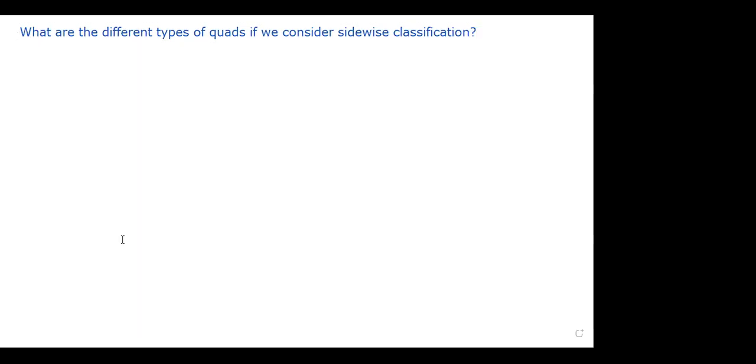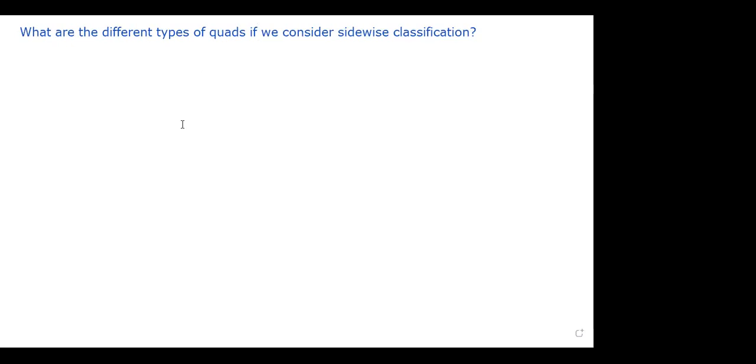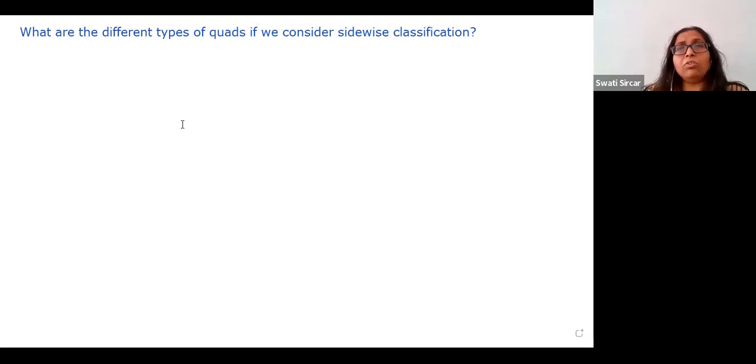The question is, what are the different types of quadrilaterals if we consider sidewise classification? For example, you can consider a rectangle. Or, for example, you can consider all quadrilaterals which have all four sides equal. So that can be one type.